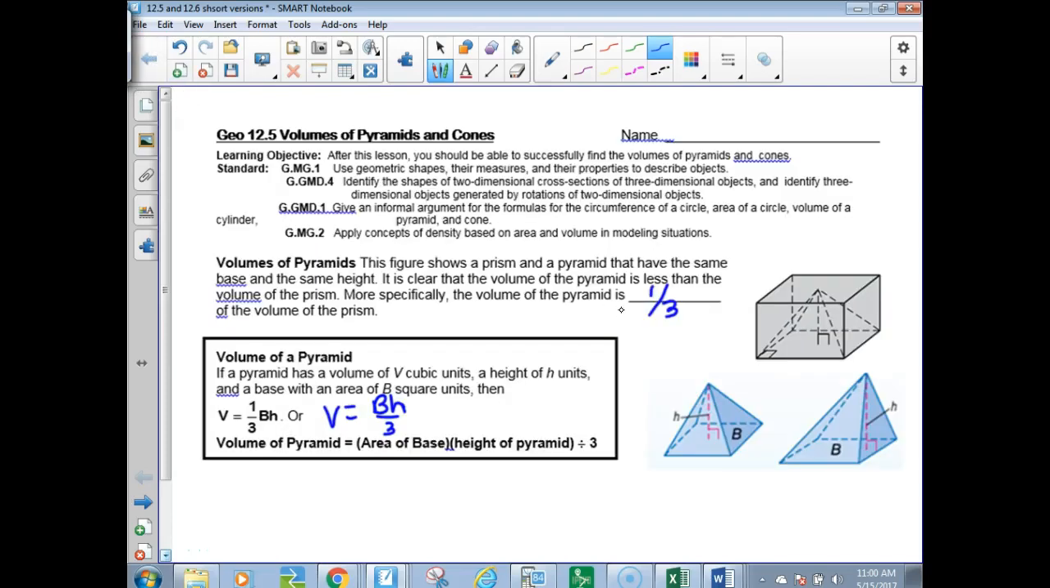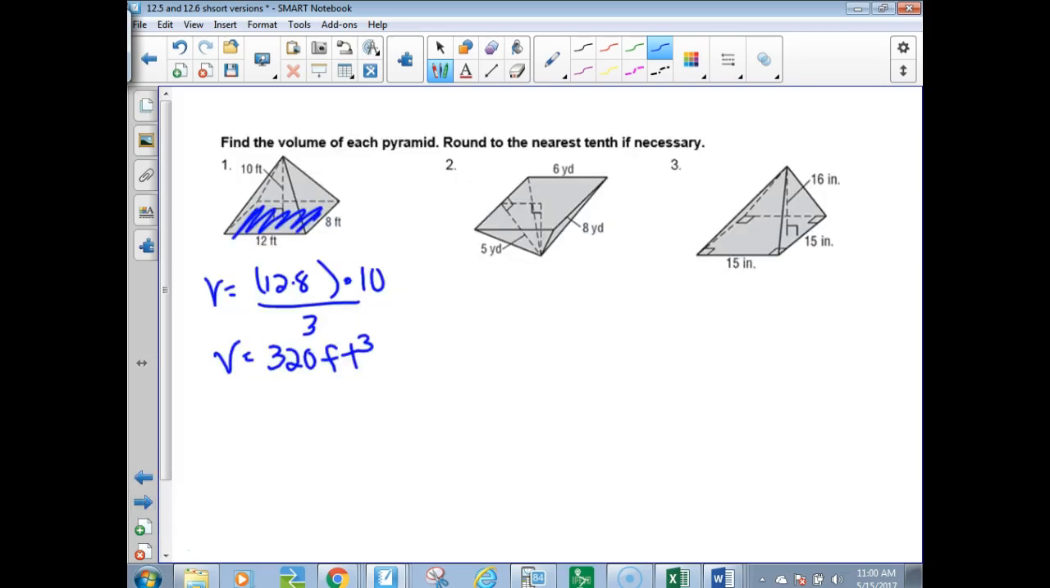We're doing volume of pyramids and cones. I did a demonstration on the ratio between a cone and a cylinder, and a pyramid and a cylinder, with the same base and height. The relationship is that a pyramid is one-third the volume of the prism with the same base area and height. So volume is the area of the base, 12 times 8, times the height, 10, divided by 3, which was 320 cubic feet for the first figure.